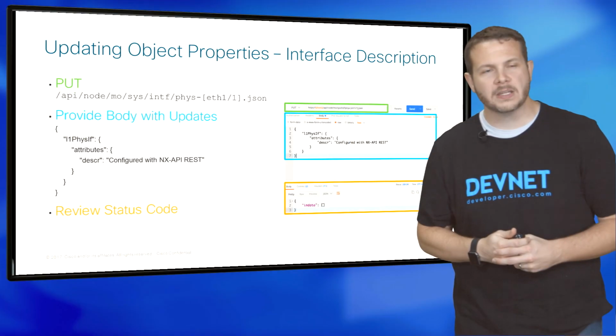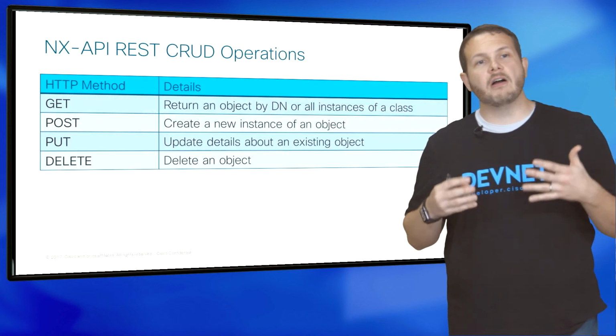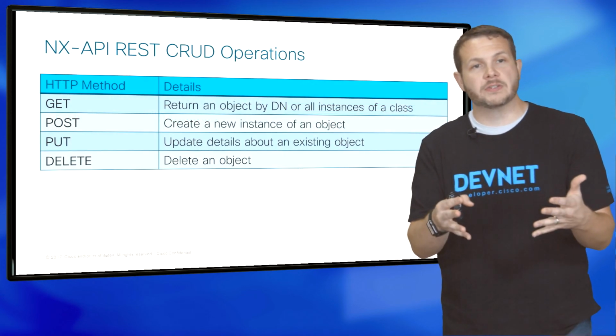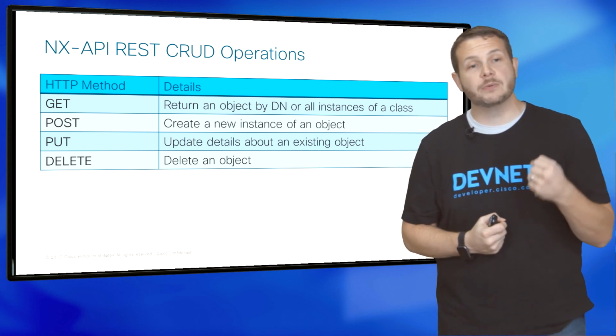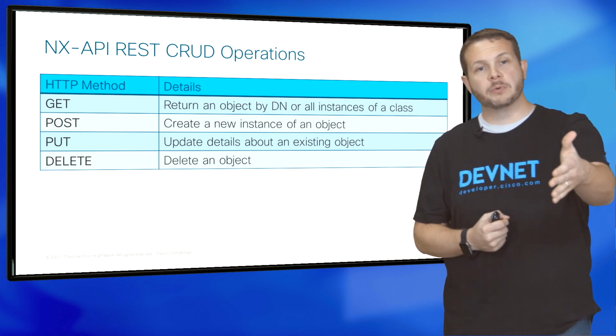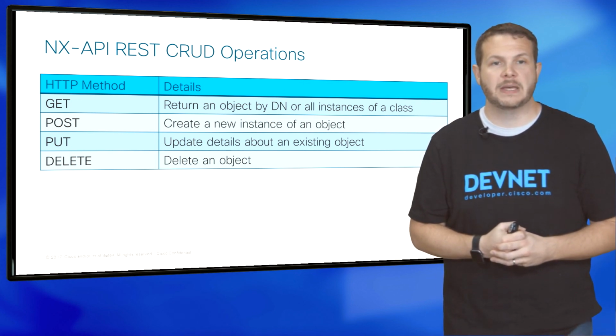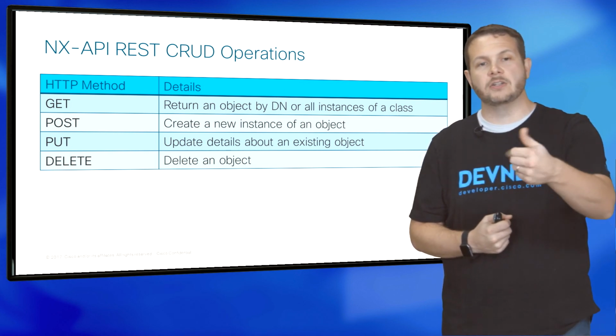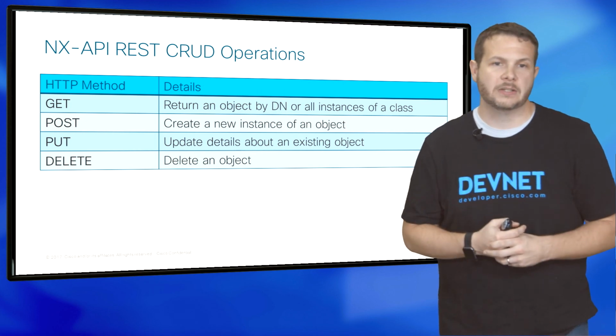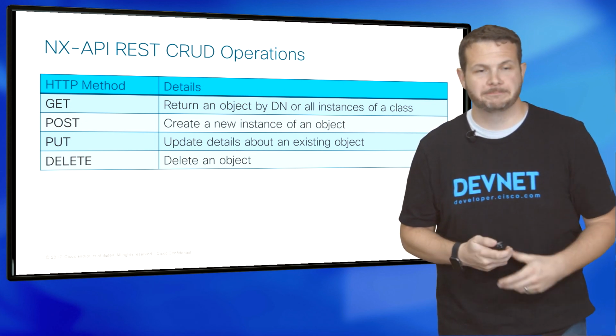Now, we've seen GET and POST. There are other HTTP methods supported by NX-API REST, as you would expect. GET, POST, PUT, and DELETE are all supported, as you would expect from a REST API, to either return, create new objects, update details about objects, or delete an object.